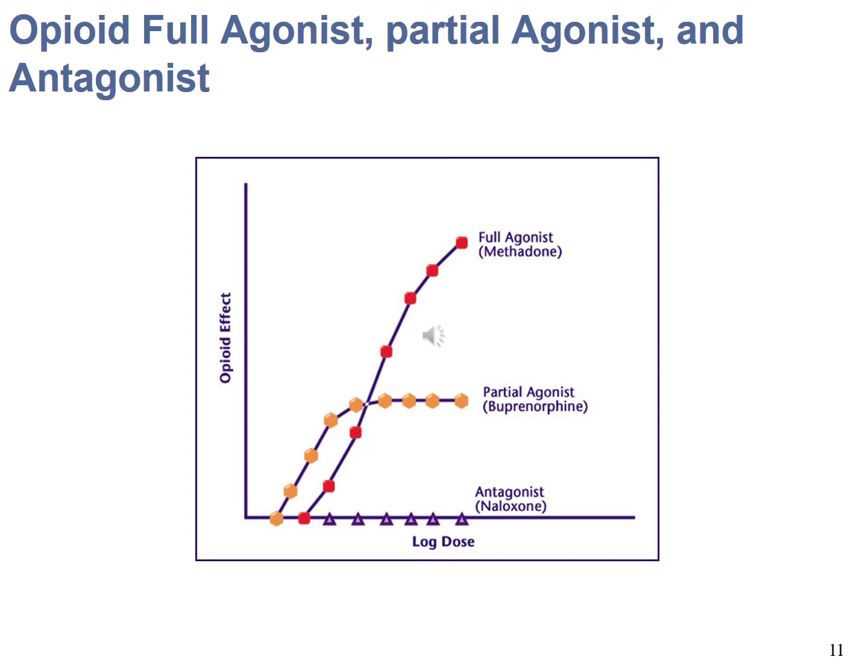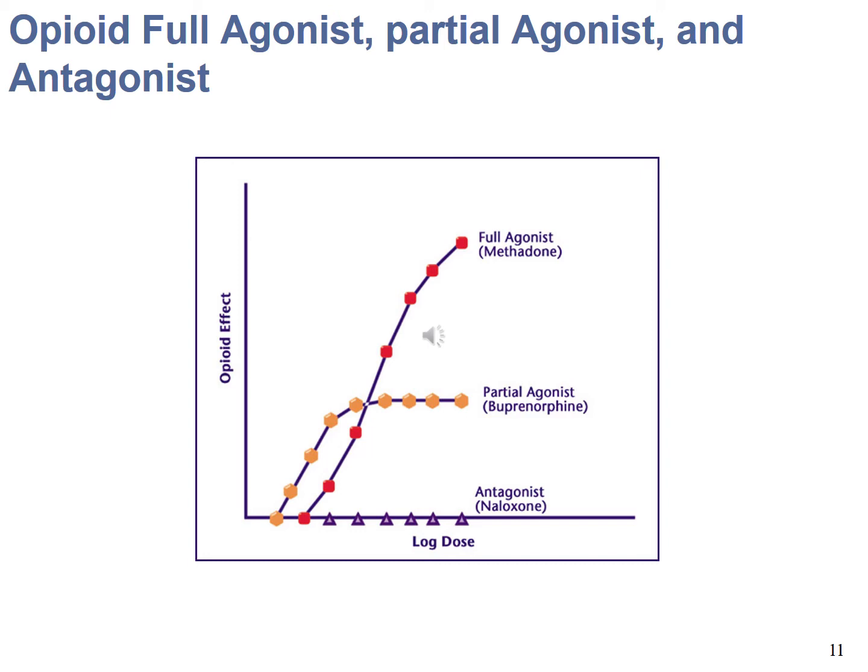So these are three opioids or opioid antagonists, and it just shows you the dose response of those three drugs. First, let's talk about the full agonist. You see the curve with the red square. This is methadone, a full agonist, and these bind to the opioid receptor. If you increase the dose of methadone, you see an increase in the opioid effect.